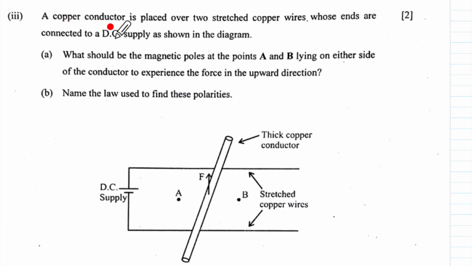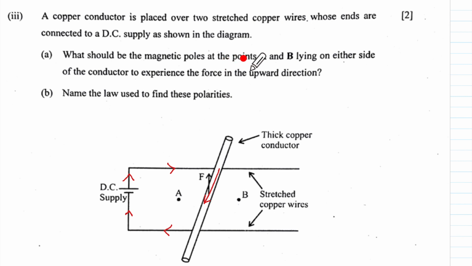Third one. A copper conductor is placed over 2 stretched copper wires whose ends are connected to a DC supply as shown in the diagram. So the DC supply is passing the current like so, and these two are open ends, but at the same time, can you see this is a thick copper conductor? So the current will pass this way, and then it will go this way and complete the circuit.